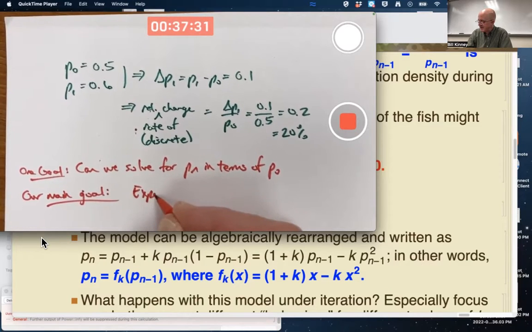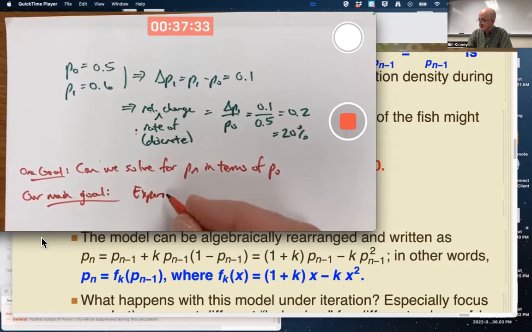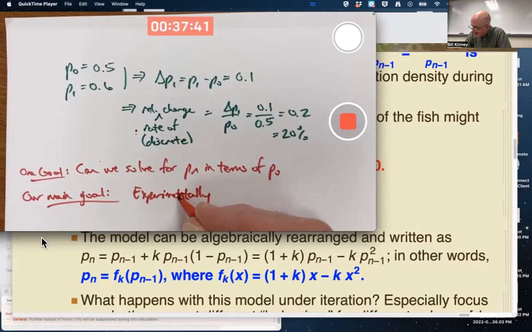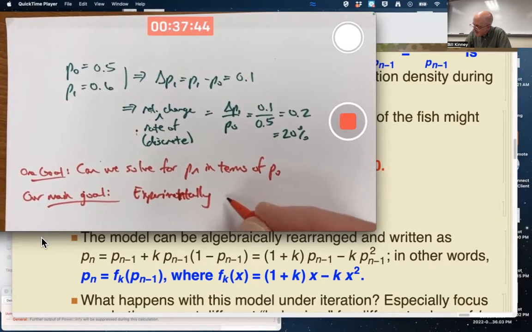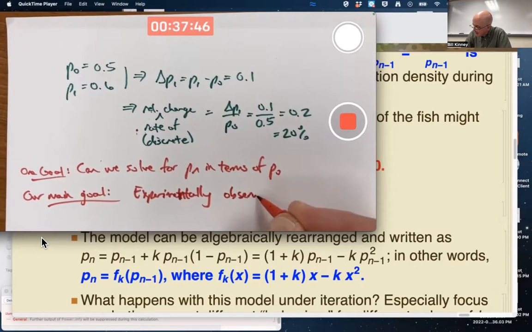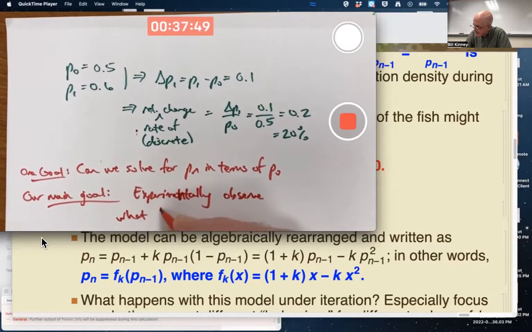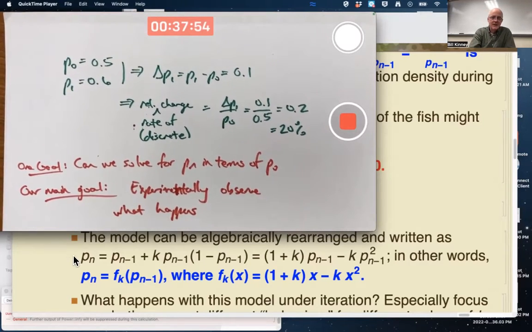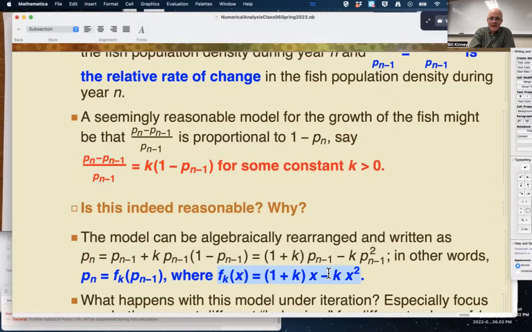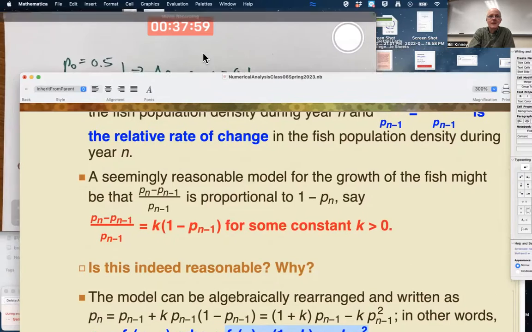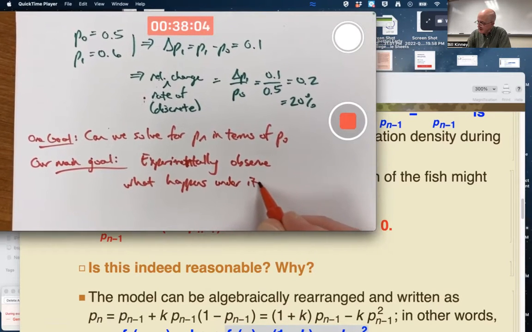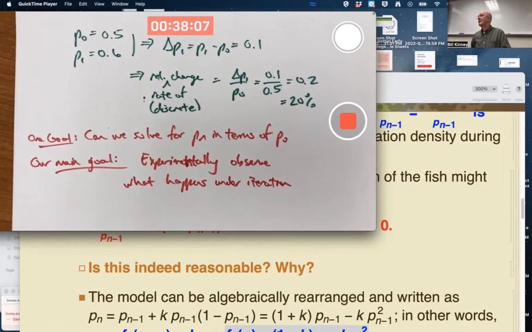Essentially, this is math experiments. Experimentally, can I spell experimentally? Experimentally is what that's supposed to be. Observe what happens when this function in the Mathematica right there is iterated. Observe what happens under iteration. That's really our main goal.